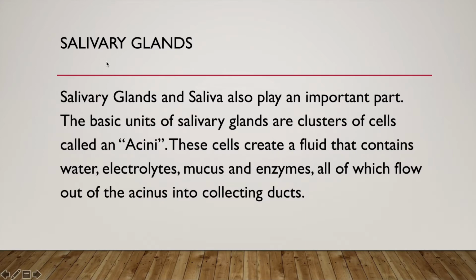Salivary glands. Salivary glands and saliva also play an important part. The basic units of salivary glands are clusters of cells called acini. These cells create a fluid that contains water, electrolytes, mucus, and enzymes, which all flow out of the acinus into collecting ducts.